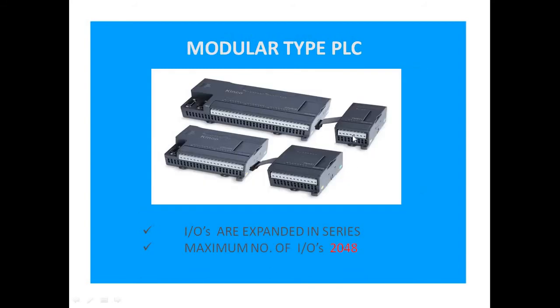Now we can see about the modular type PLC. In this type of PLC, IO modules are expanded in series. These two are the IO modules, and they are connected to the PLC through the expansion port. Here maximum number of IOs are 2048.